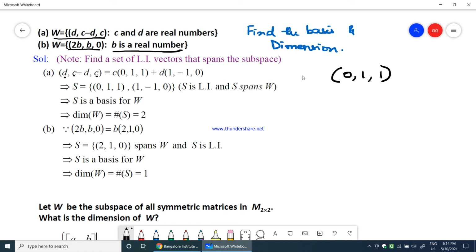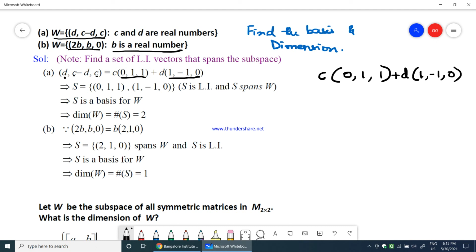So I'll say C into 0, 1, 1 added with D into, in the first position you have D, so I'll say 1. In the second position it is minus D, so I'll say minus 1. And in the third position you don't have any D, so I'll say 0. If you multiply and add these two vectors, you end up getting D comma C minus D comma C. Therefore, these are the two different vectors which span the subspace W.